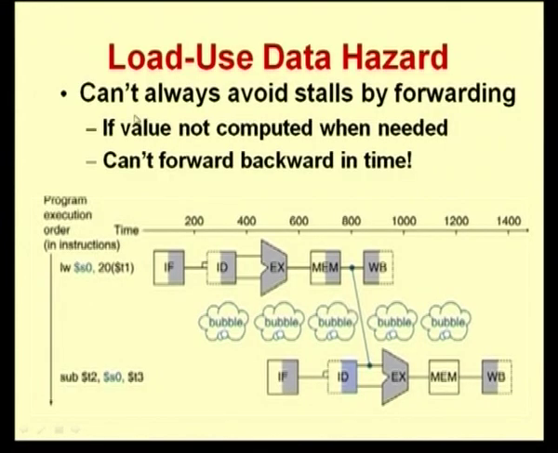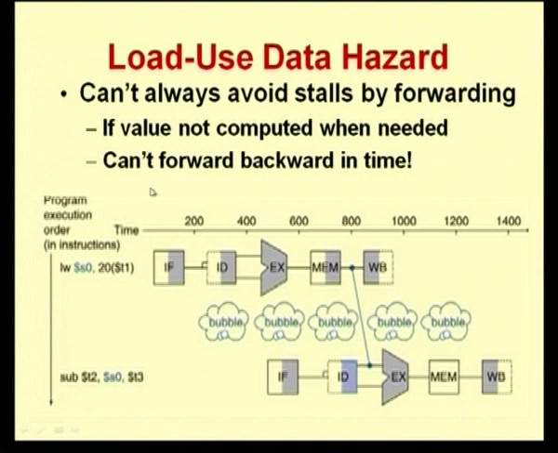Okay, let's take an example of that case. Let me take an example of a load followed by an instruction which is using the value loaded by the load instruction. Now you will see that you can't always avoid stalls by forwarding. Okay. Now when is that going to happen? When I really need the value, if that value has not been computed, then obviously I can't forward it, right? So this is what we are talking about.